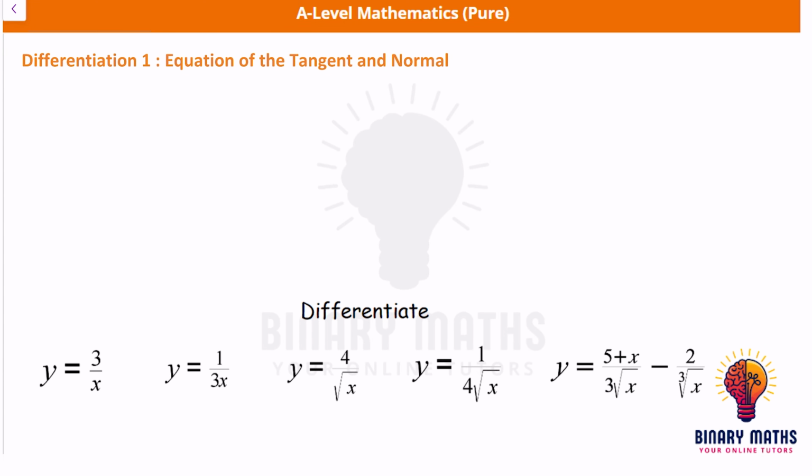This topic is about finding the equation of the tangent or the equation of the normal to a curve at a given point. This extends to finding coordinates of points given the gradient of the tangent or the gradient of the normal.